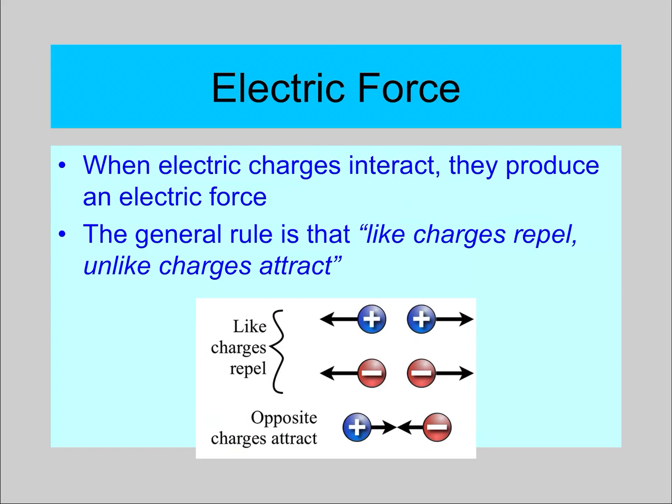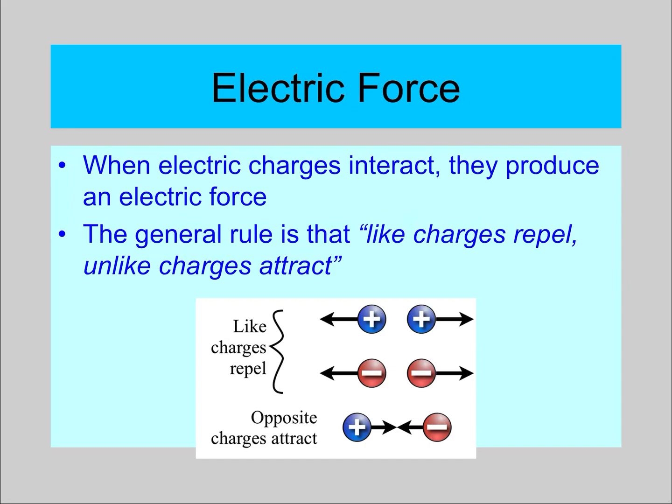So the electric force is when electric charges interact. So a proton and a neutron, a proton, an electron. They're going to interact in some way, and they'll produce a force, which, just like in Chapter 2, is a force that can be used to do something. The general rule is that like charges will repel, and unlike or opposite charges attract.